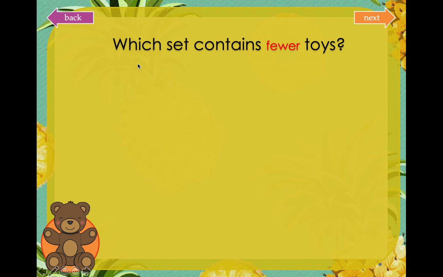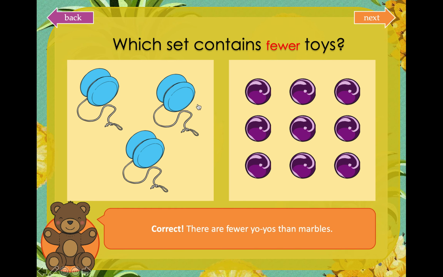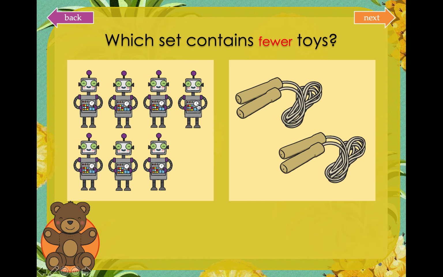Now they're asking us, which set contains fewer toys? That means the least amount of toys. Here we have the yo-yos and here we have some marbles. Can you guess which one is fewer? If you've guessed that the yo-yos are fewer than the marbles, amazing job! Well done!